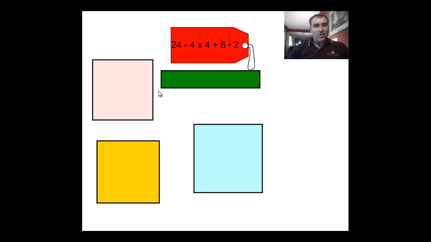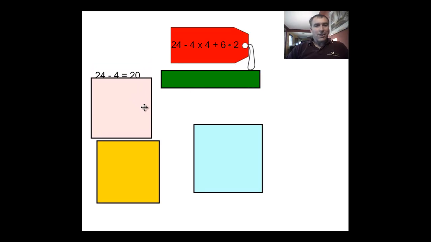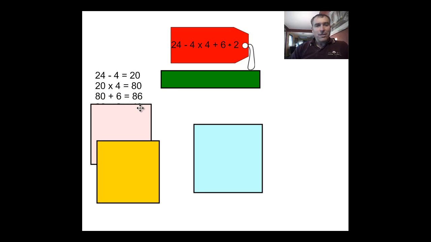Well, when I considered this question, I thought, okay, if I do it in order, then I get 24 minus 4 equals 20, and then 20 times 4 equals 80, and 80 plus 6 equals 86, 86 divided by 2 equals 43. So the answer would be 43, and some of you actually came up with that answer. Well, sorry, that's not right.